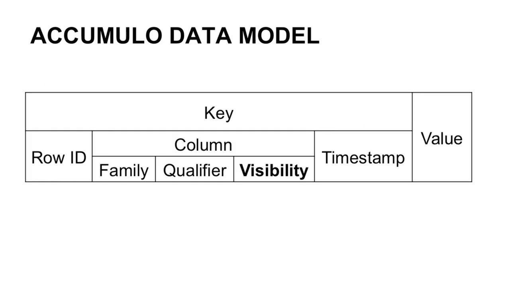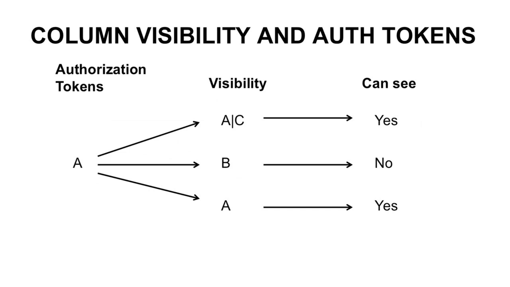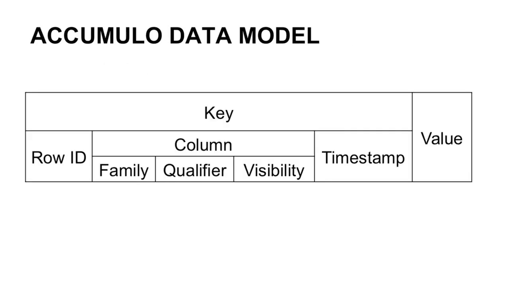The column visibility component, which was added to the original Bigtable model, can contain a security label expression that describes what authorization tokens are required in order to read this particular key-value pair. If a user attempts to read a key-value pair, and that user does not present the required set of authorization tokens necessary to satisfy the expression stored in the column visibility, then Accumulo will simply not return this key-value pair to the client. Now we have the complete Accumulo data model.